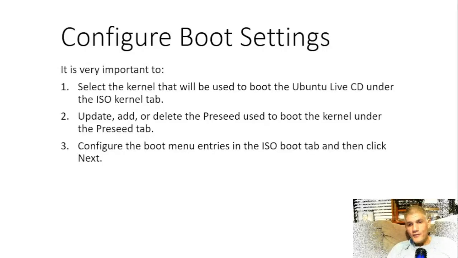On the next screen, when you click next, you will be asked to select the kernel that will be used to boot the Ubuntu Live CD under the ISO kernel tab. You can then update, add, or delete the preseed used to boot the kernel under the preseed tab, and then you can configure the boot menu entries in the ISO boot tab and click next. I always just leave all of those at default. There's no need to change anything. Just keep the process simple by leaving everything at default here.